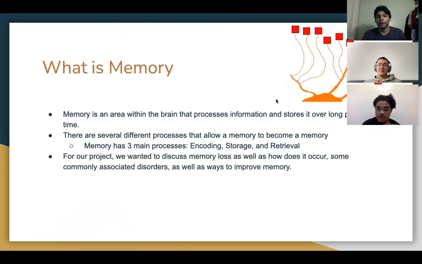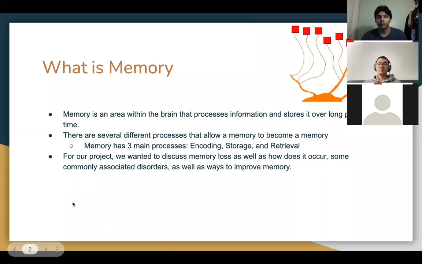So, what is memory to begin with? Memory is an area within the brain that processes information and stores it over long periods of time. There are several different processes that allow a memory to become a memory. Memory has three main processes: encoding, storage, and retrieval. And for our project, we wanted to discuss memory loss as well as how it occurs, some commonly associated disorders, as well as ways to improve memory.